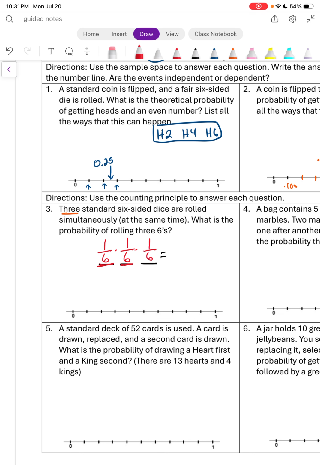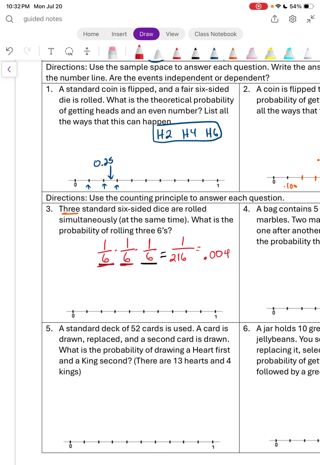So we can multiply these together the same way we multiply fractions. You get a 1 on top. You get a 216 on bottom. That's not very likely. That's saying if you did this 216 times, more than likely just 1 time out of 216 are you going to get 3 6s. Okay, let's make that make more sense.